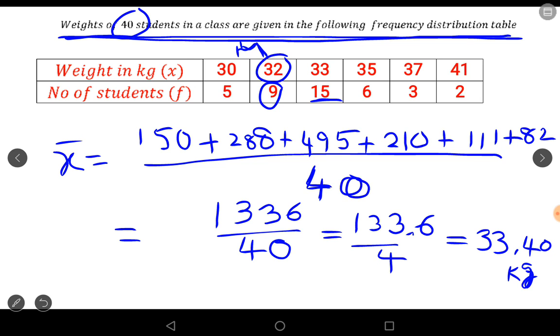Here, the weight in kg is x. The frequencies are f1, f2 and so on. How to find it? Here x1 into f1, x2 into f2, x3 into f3, and xn into fn, divided by the sum of the frequencies, f1 plus f2 plus f3. This is the method, so this is the formula.